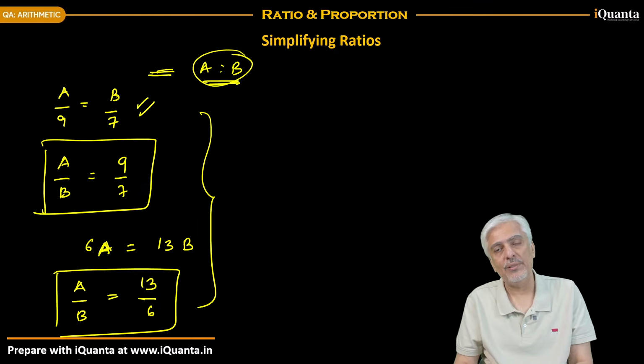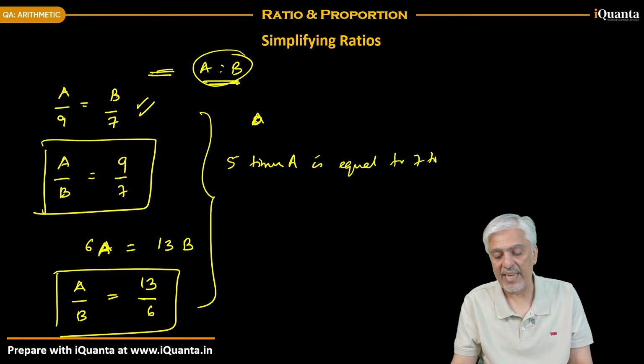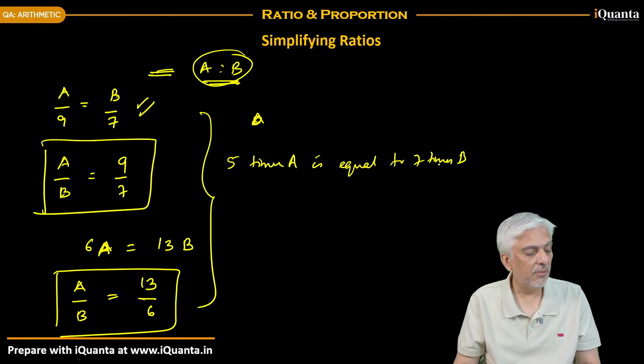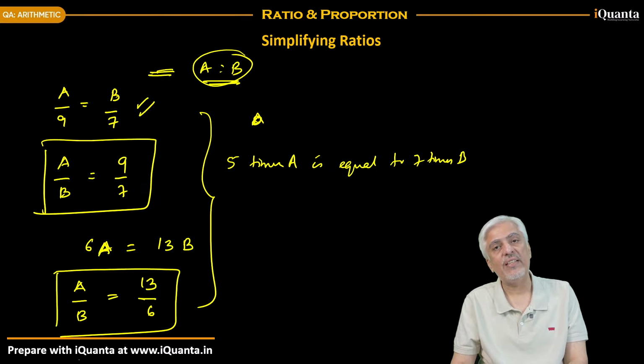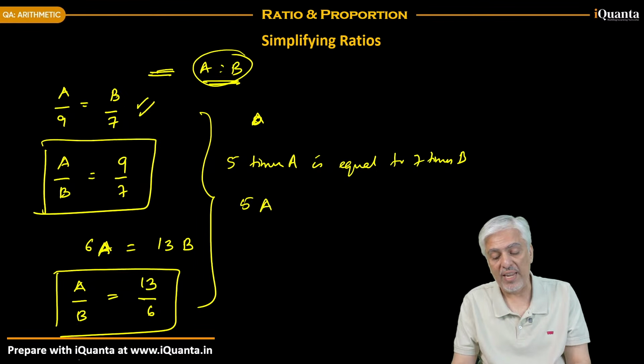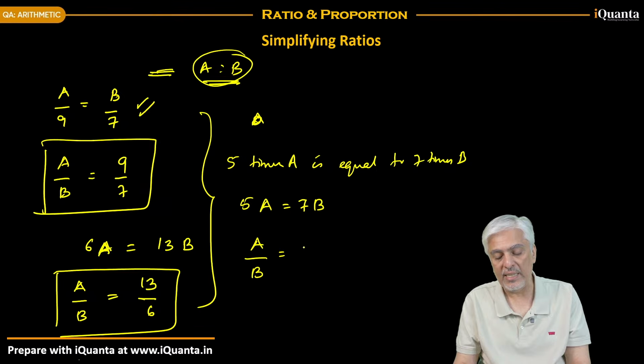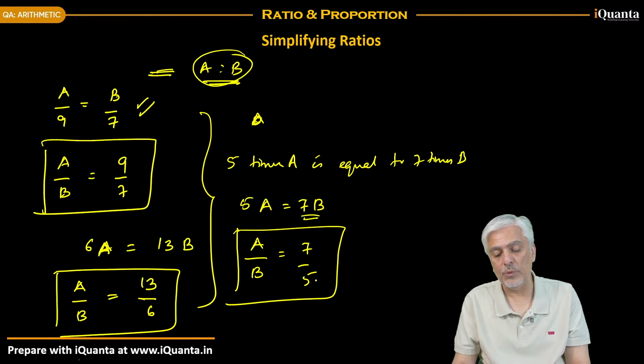Let's take one more example. Say 5 times a is equal to 7 times b. If I say 5 times a is equal to 7 times b, if it is given like a word problem, then you will write 5a is equal to 7b, which will mean a upon b is 7 upon 5. Understand this. 7 remains in its position, 5 comes down.